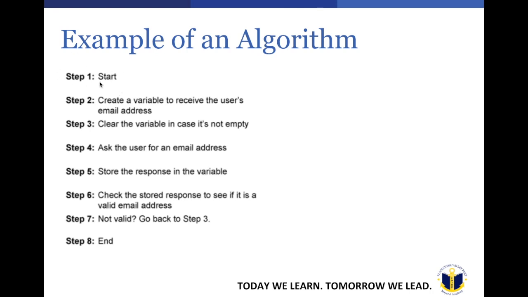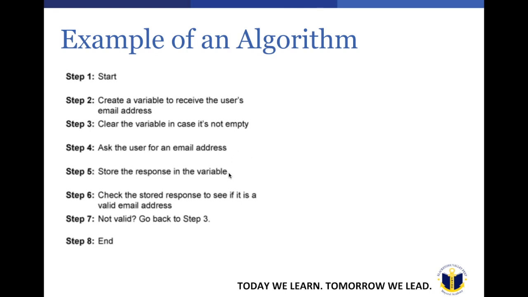We start by starting the program, and then we create what's called a variable to receive the user's email address. So somewhere where we're going to save the user's email address. We're going to clear the variable in case it's not empty, so in case a previous email address was already saved in that variable. We're going to ask the user for their email address.